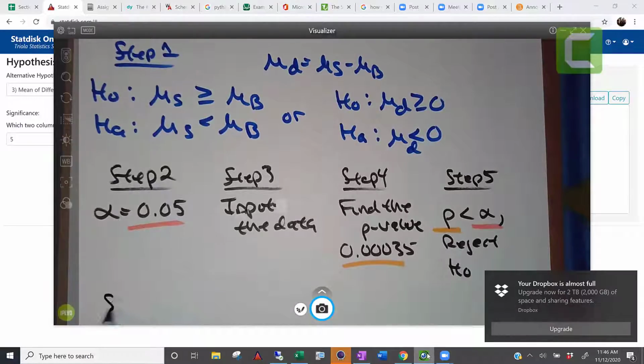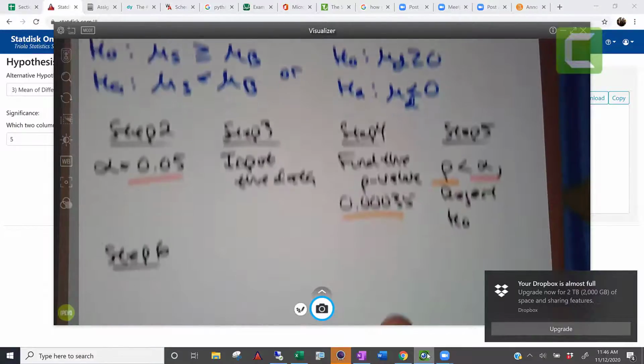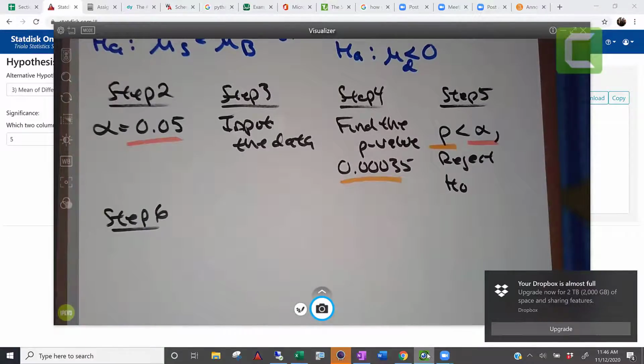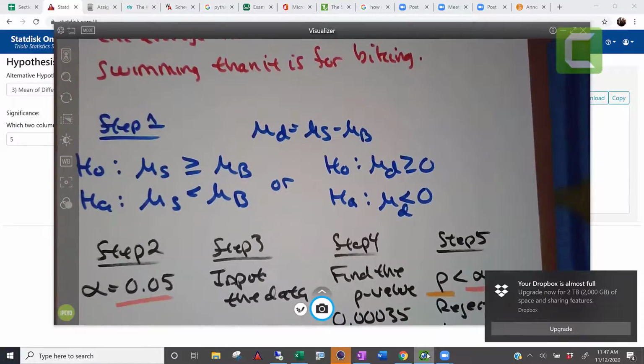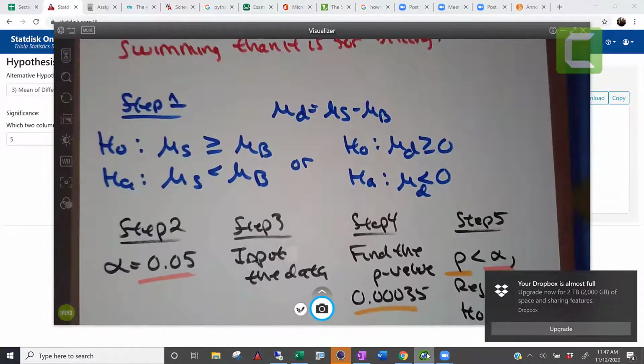And finally, we want to state the conclusion in words. Step 6. Now, I didn't take note of it at the time. I guess I've got to go back and figure out now which one of these was my original claim.